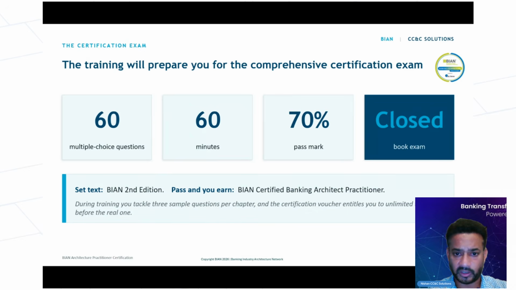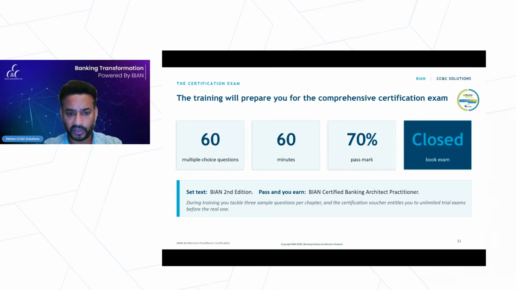And that is something that is very strongly encouraged, and that is to sit multiple trials. You'll get quite detailed feedback from the trial attempts. You'll understand what you got correct, what you didn't get correct. You'll be able to go back, use the second edition book to bolster whatever knowledge you need to cover to get it right the next time. And then when you go and sit the exam, you'll have the confidence to get that pass mark, because you do only get one shot at the exam per certification voucher.